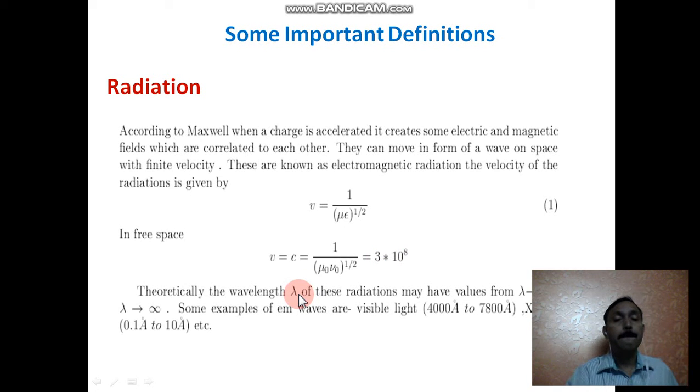Theoretically, the wavelength lambda of these radiations may have values from lambda tending to 0 to lambda tending to infinity. Some examples of EM waves are visible light in the range of 4000 angstrom to 7800 angstrom, and X-rays, whose wavelength range is 0.1 angstrom to 10 angstrom, etc.